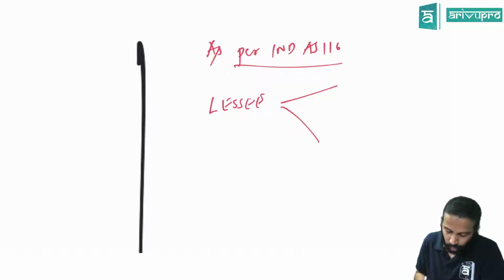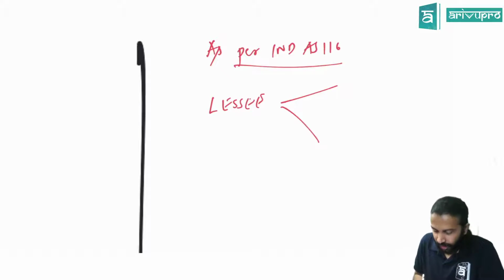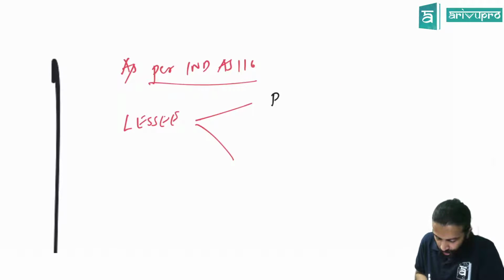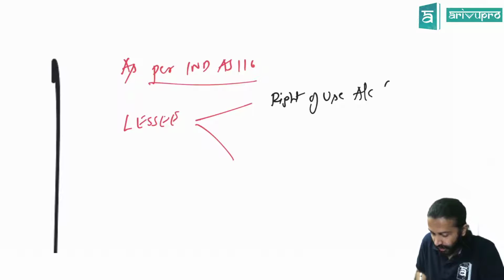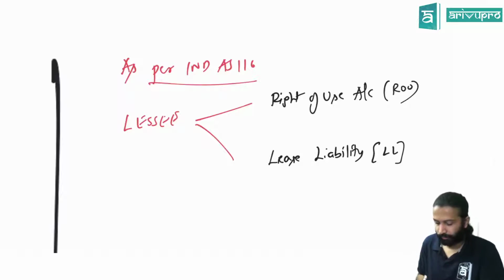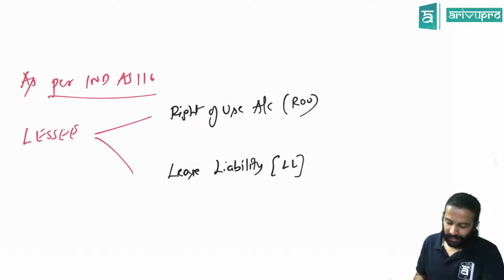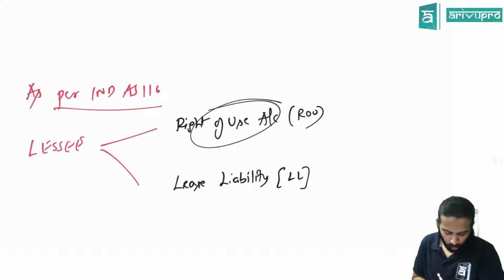He got the right through this lease term of 2 years. He got some right to use the asset. So he has to record something known as right of use account. That is ROU. Correct? And he has to record something known as lease liability. That is LL.